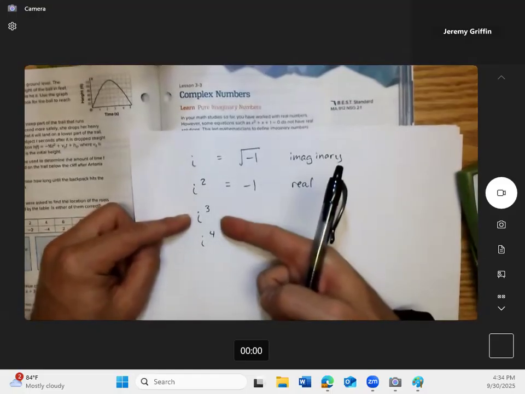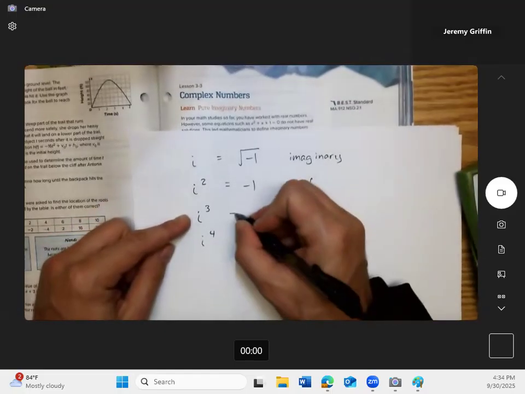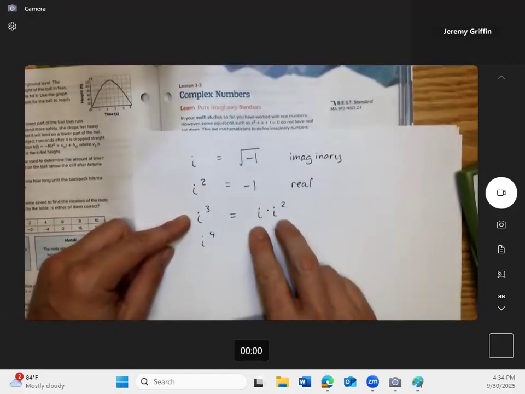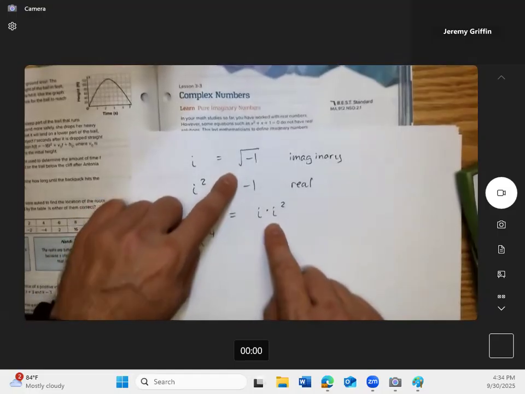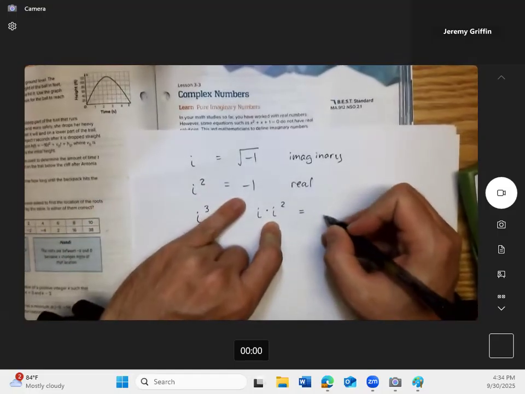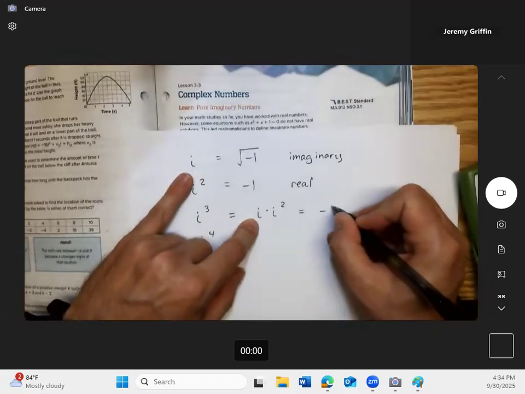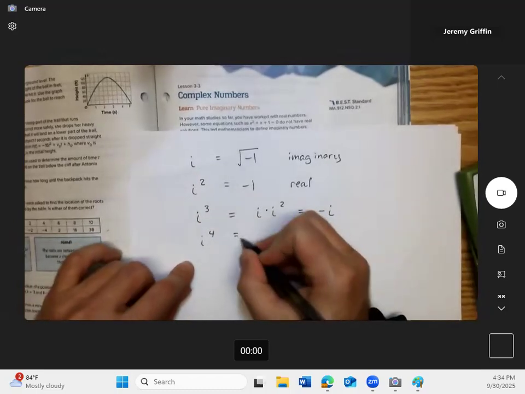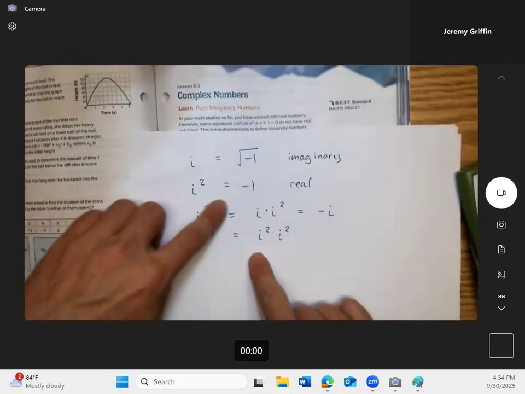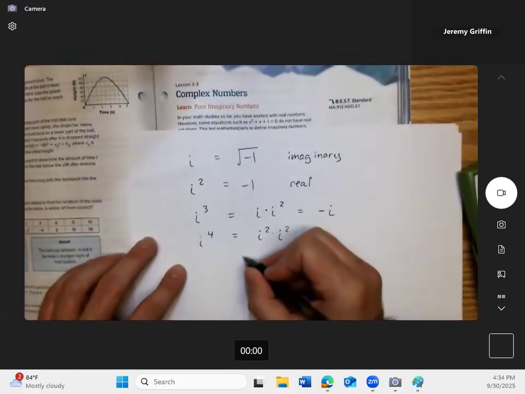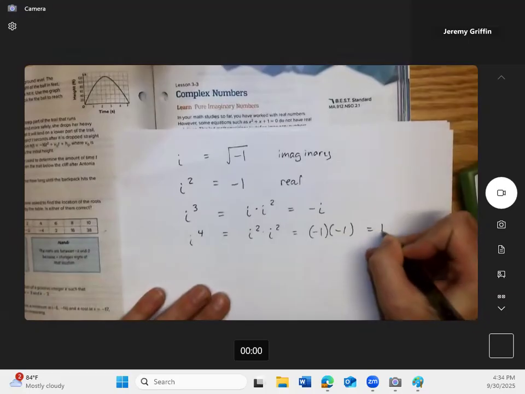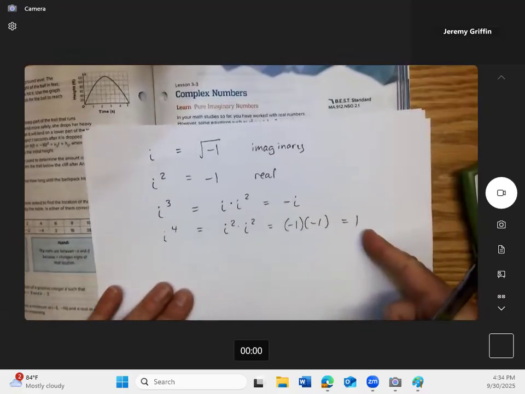Okay? But what about i to the power of 3? Well, couldn't that be i times i squared? Right? And we know what i is, that's this. We know what i squared is, that's this. So i squared is -1, and i could just be i. So this is negative i. Right? And then what's i to the power of 4? Well, couldn't that be i squared times i squared? And I know i squared is -1. So what's -1 times -1? Well, that's just 1. Hey, we're back to 1, right?